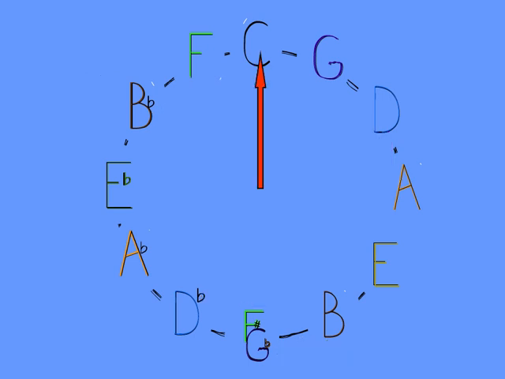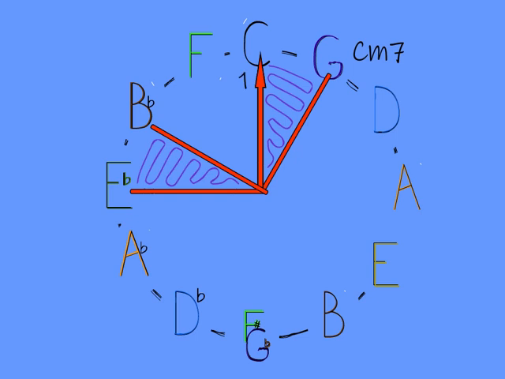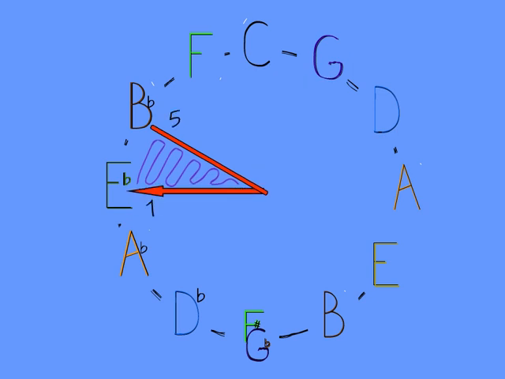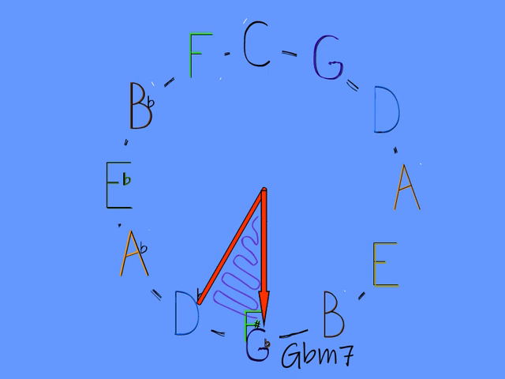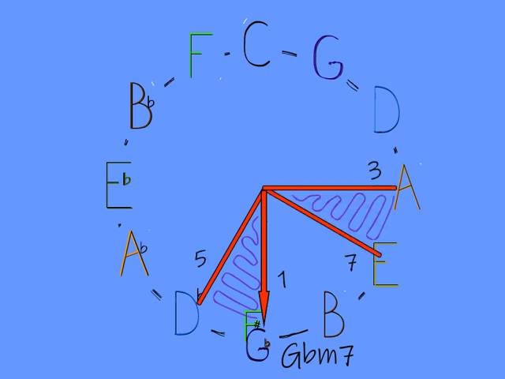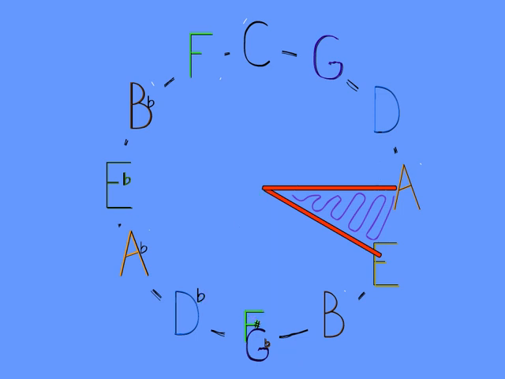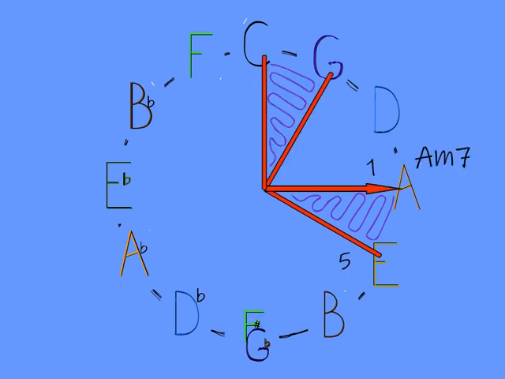If our root note is C for a C minor 7 chord, the 1-5 is C and G, while the 3-7 is E flat and B flat. When we look at the E flat B flat as our 1-5 pair, the 3-7 pair is G flat and D flat for E flat minor 7. G flat minor 7 is the 1-5 pair of G flat D flat with the 3-7 pair of A and E. And finally, A minor 7 is the 1-5 pair of A E with the 3-7 pair of C G.